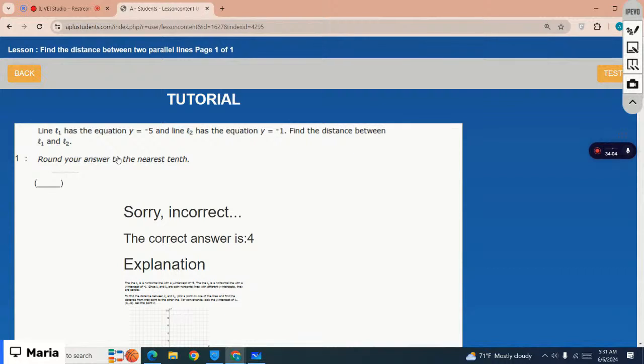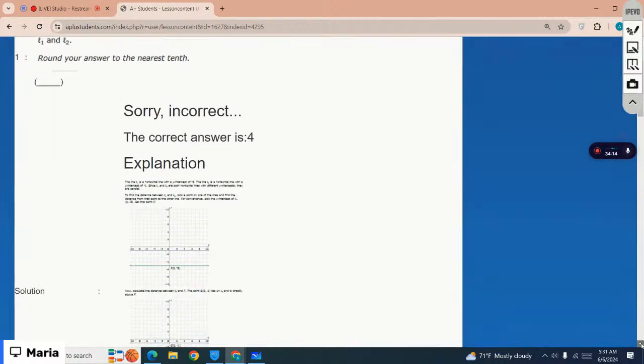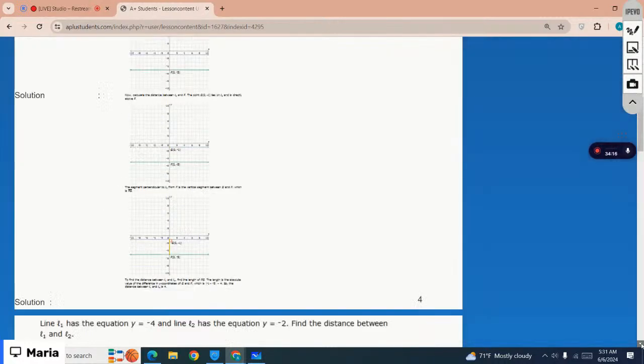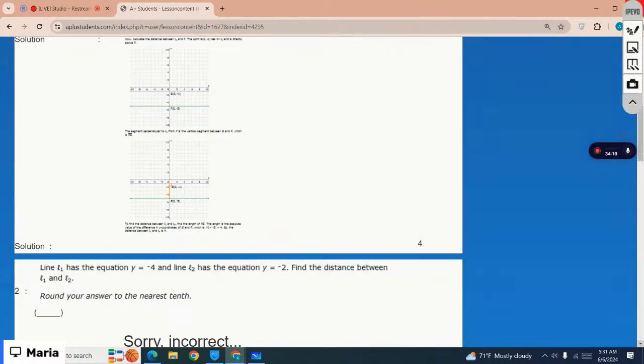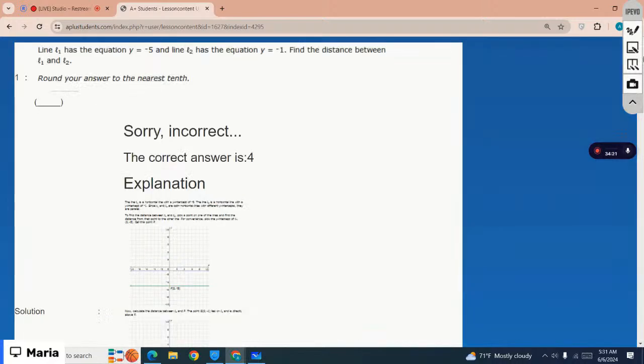Line L1 has the equation y equals -5 and line L2 has the equation y equals -1. Find the distance between L1 and L2. So which is the correct option?